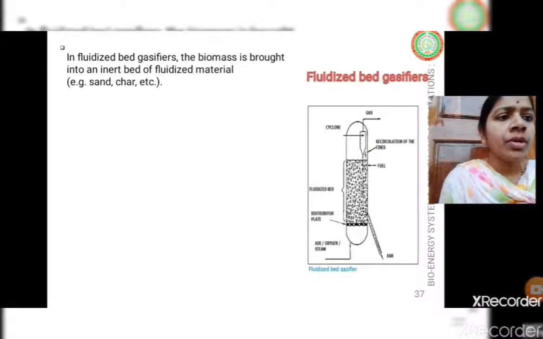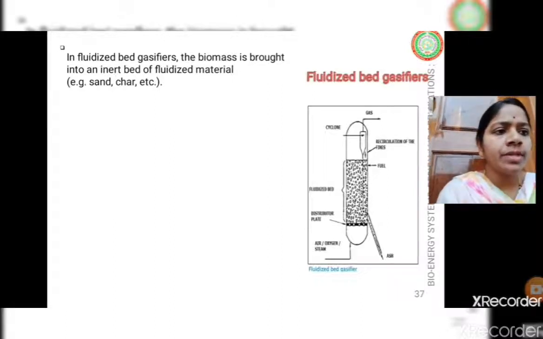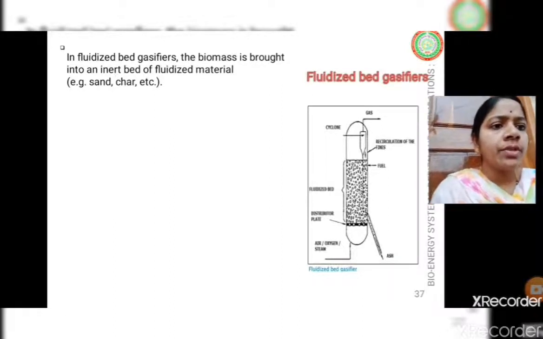When it comes to a fluidized bed gasifier, the name itself indicates the bed which is formed at the bottom, above the grate.